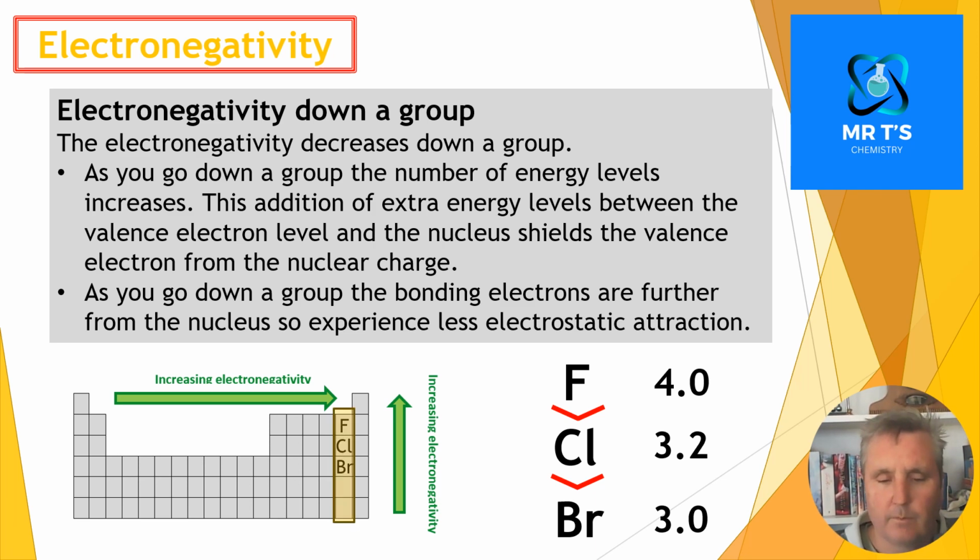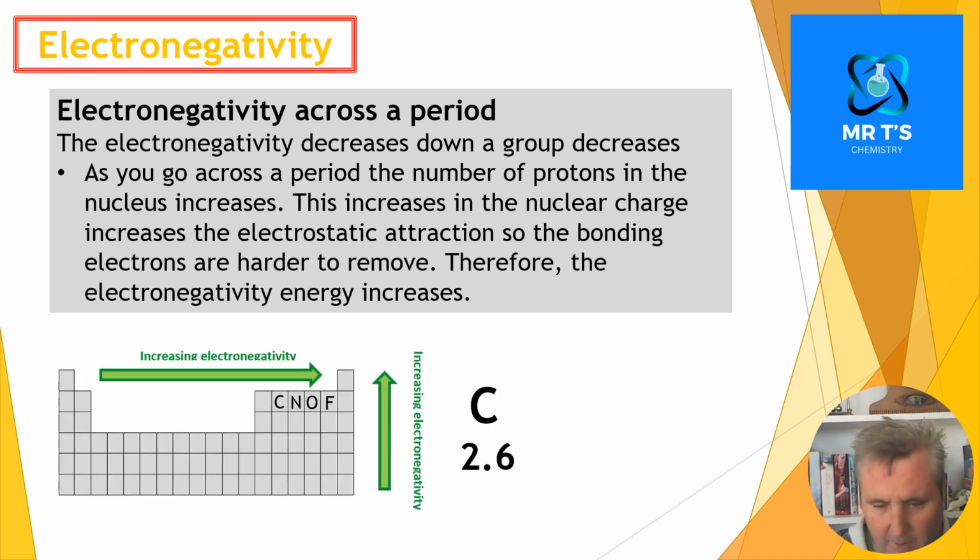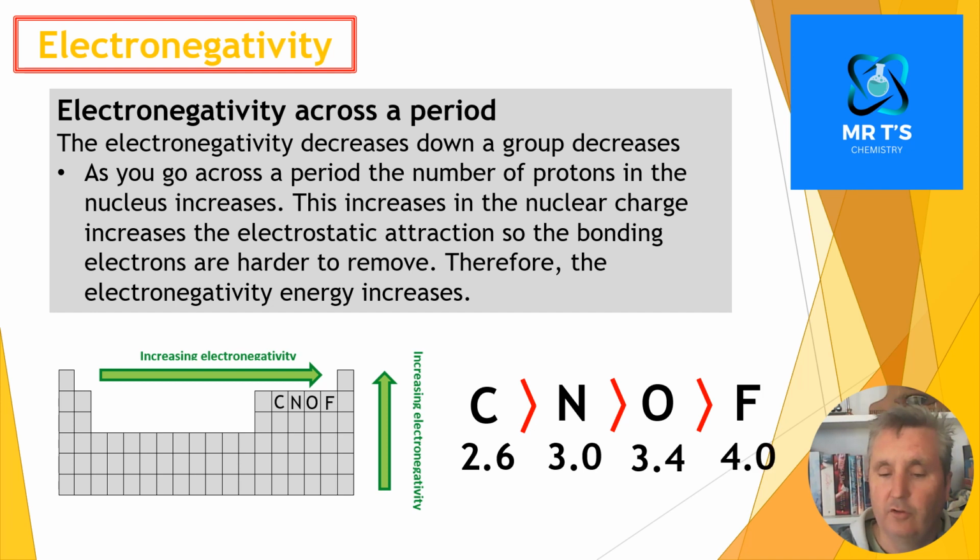What about if we go across a period? Well, let's have a look at these four here: carbon, nitrogen, oxygen, and fluorine. Carbon has an electronegativity of 2.6, nitrogen 3.0, oxygen 3.4, and fluorine 4.0. So we can't use the electron level argument here, because all of these atoms have electrons in the same level. That is the second level. The valence electrons are on the second level.